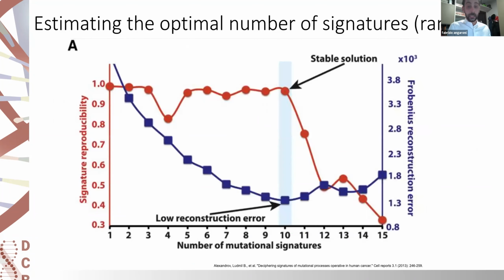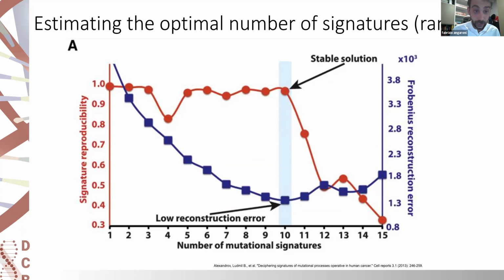Okay. One important statistical thing about this kind of analysis is that you don't know in advance how many signatures are present in your data. So you have to estimate the optimal number of signatures. This is done with different statistical tests. For example, here the best number of signatures is 10 because it has a stable solution, and we have low reconstruction error for this case.